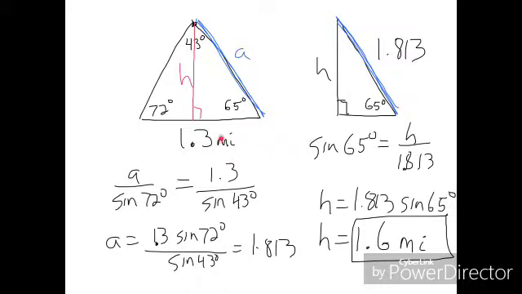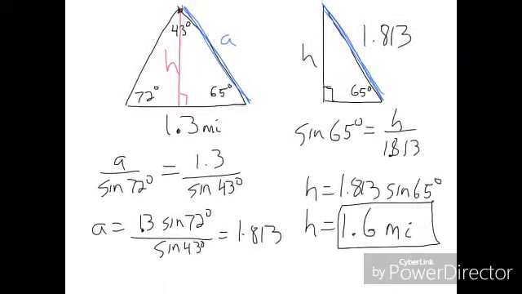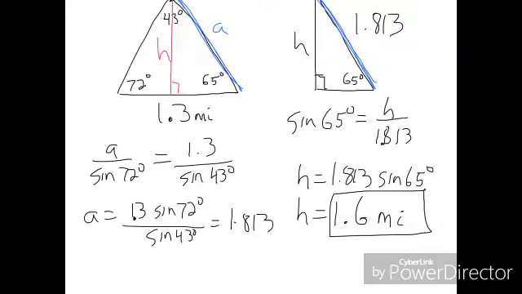Miles, because we already had the units and the nearest tenth. Let's take a look at the instructions, make sure we've answered what we need to do. Here we go. Please round your answer to the nearest tenth and include appropriate units. And again, we had miles. That's the only thing we had. So our answer, 1.6 miles. Excellent. Moving on.